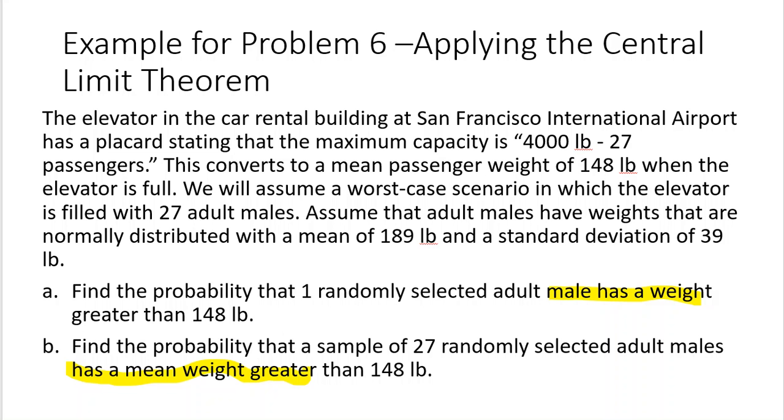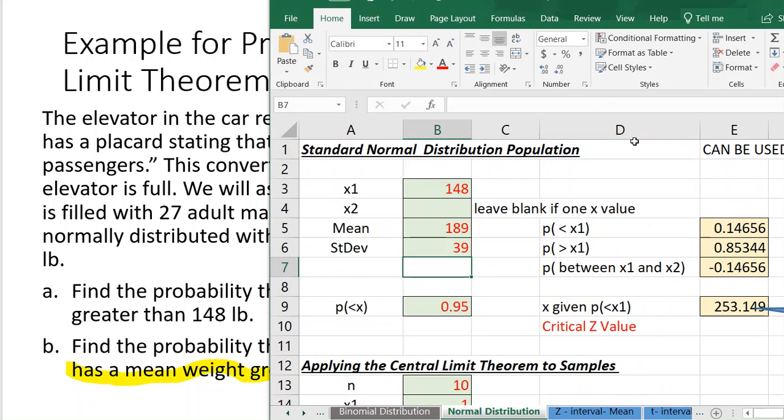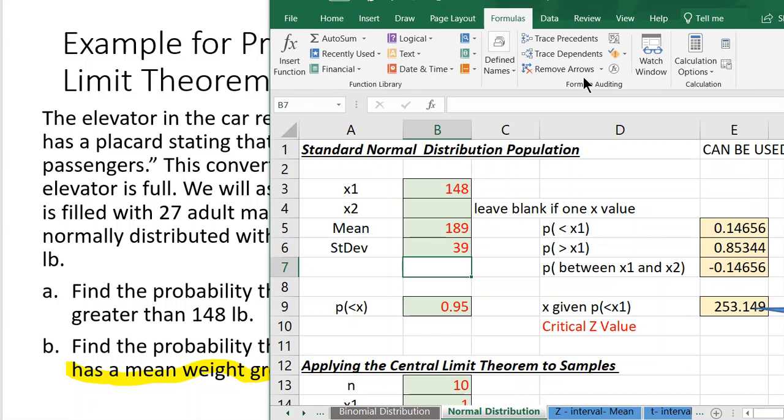Well, let's do number one first. That's pretty much a straightforward one. So I go to my spreadsheet and I look at the normal distribution. I enter 148 because that's what I'm testing. The mean of men is 189 with a standard deviation of 39, and I want the probability, according to the problem, of being greater than, okay? And so therefore I look at this and I say, it's greater than 85%, okay?